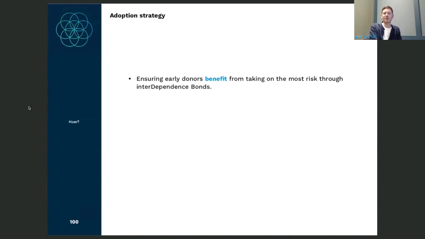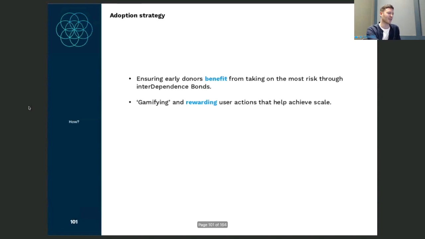But ultimately, those who are supporting it early are taking on the greatest risk. So it seems only fair that those coming in early are also benefiting the most. So we've designed it such that early adopters benefit from those that are coming in later, so that it is fair across the board.